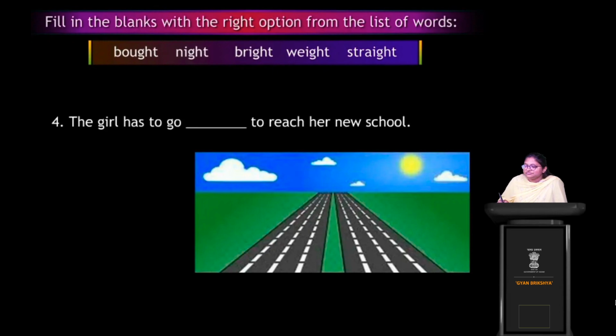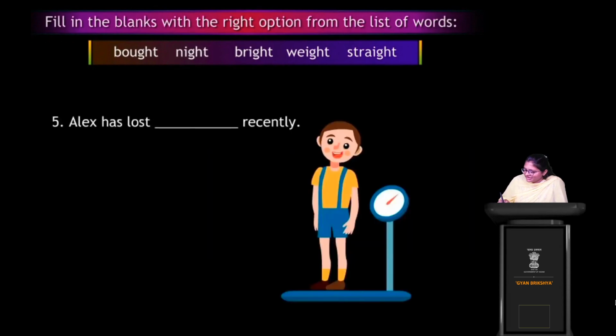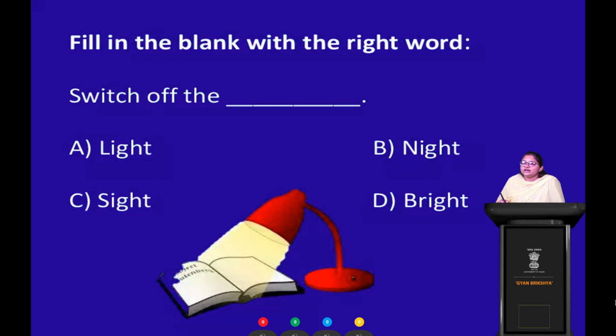Clear? Okay. Now, Alex has lost dash recently. কি হবে? Very good. This is weight. Has lost weight recently, right? Okay, so you understood how this GHT sound functions. Okay, now let's take up this particular question.